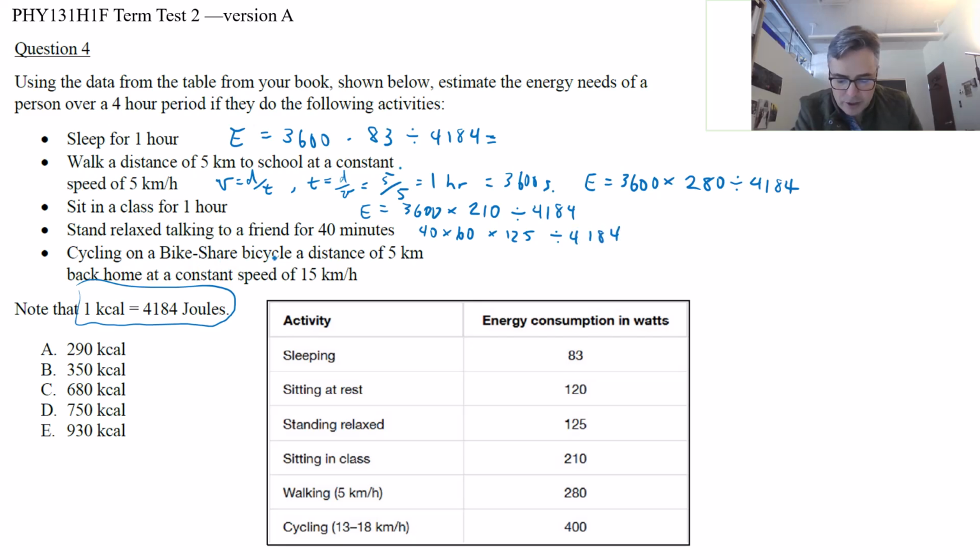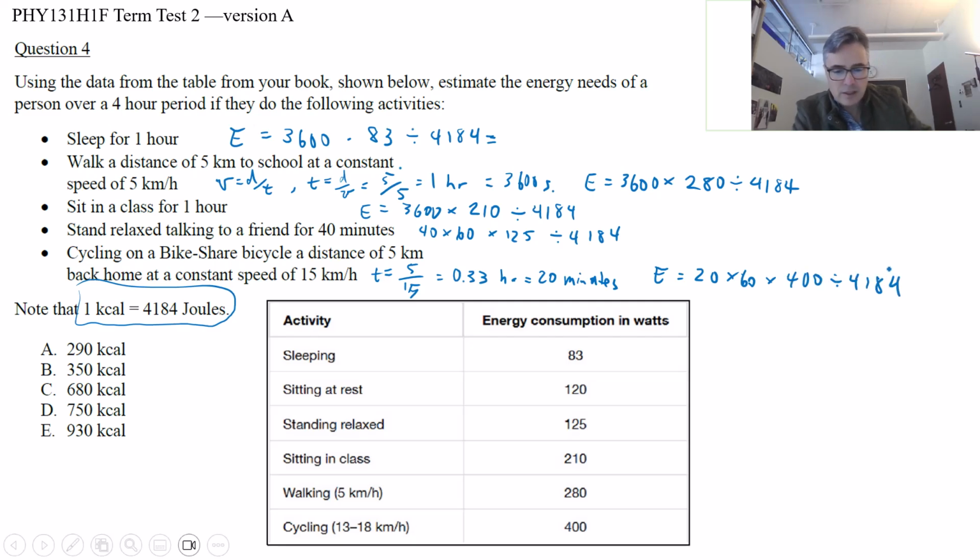And cycling on a bike share distance of 5 kilometers. So again, t is equal to 5 kilometers divided by 15, which is equal to 0.33 hours. So it's actually going to be 20 minutes on the bike. So E is going to be 20 times 60 times cycling, 400, divided by 4,184. So now let's just figure these all out.